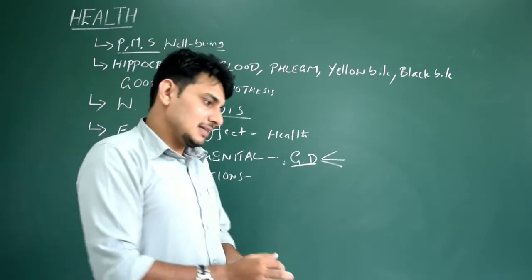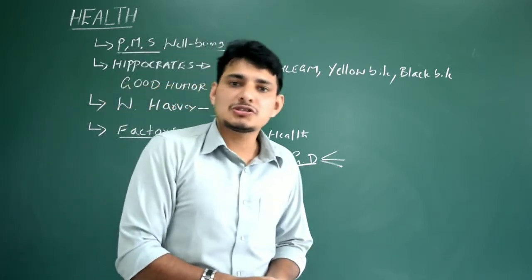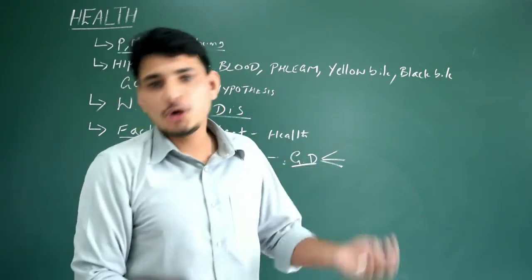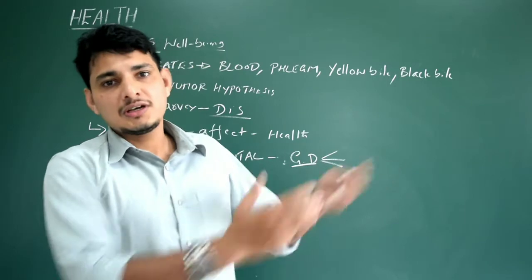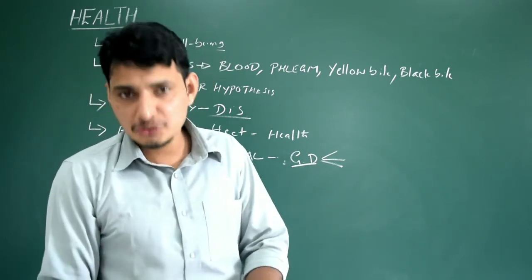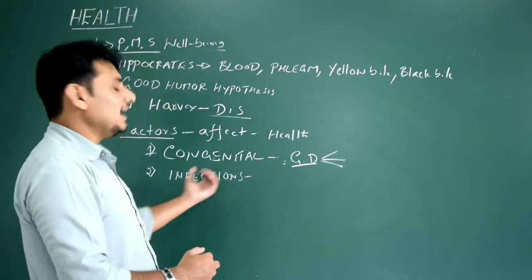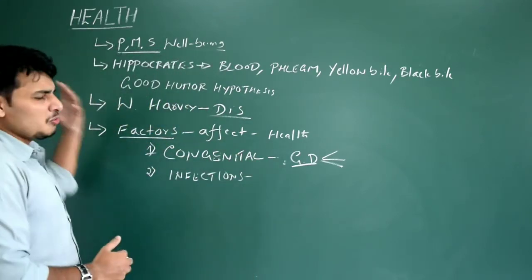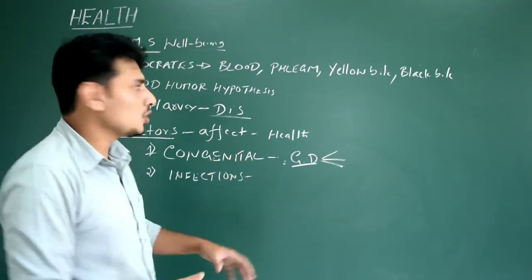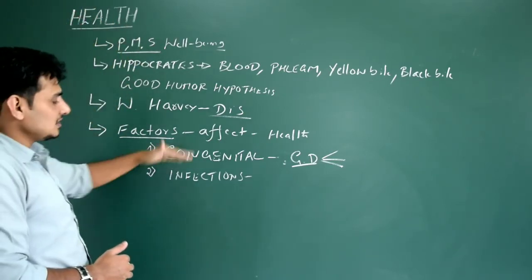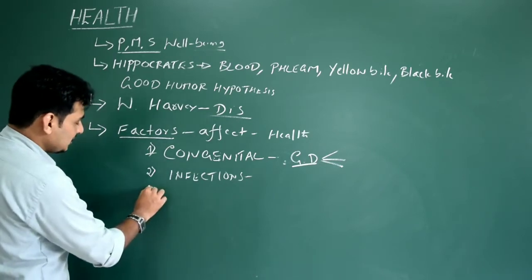For example, Salmonella typhi, which causes typhoid fever in human beings, if the same bacteria is introduced into a dog, it may not cause the disease because the dog is not the host. Human beings are the host for Salmonella typhi bacteria. Got it? So there are so many different types of pathogens which cause problems to our health. So that is infections. The next one is here.